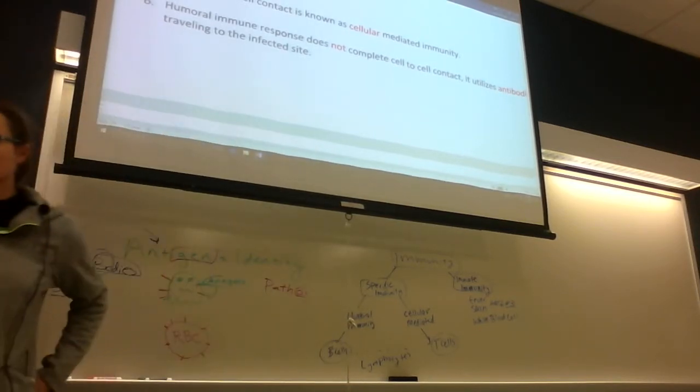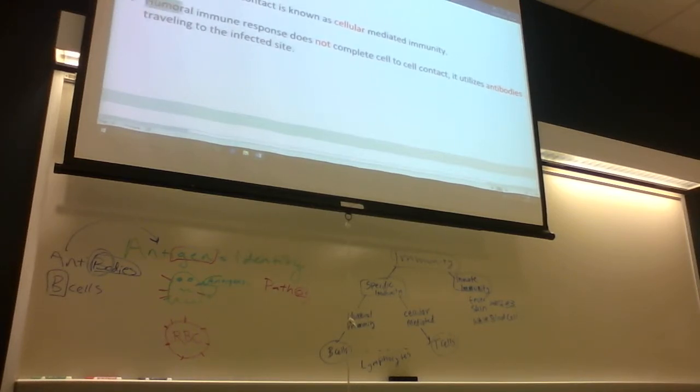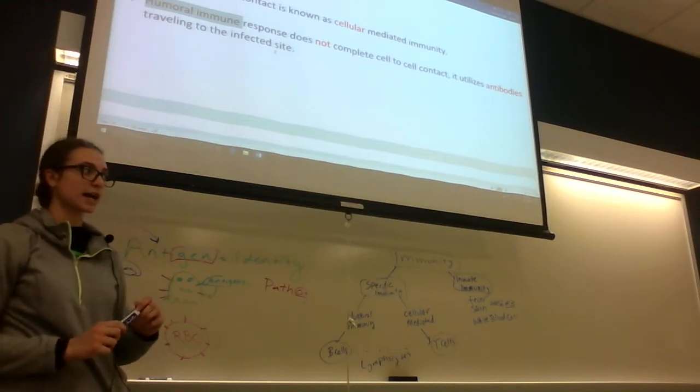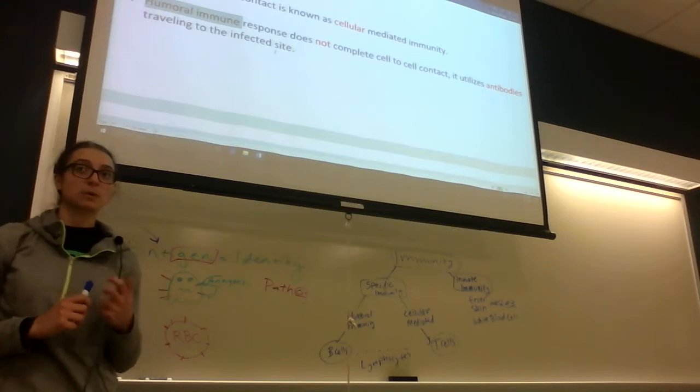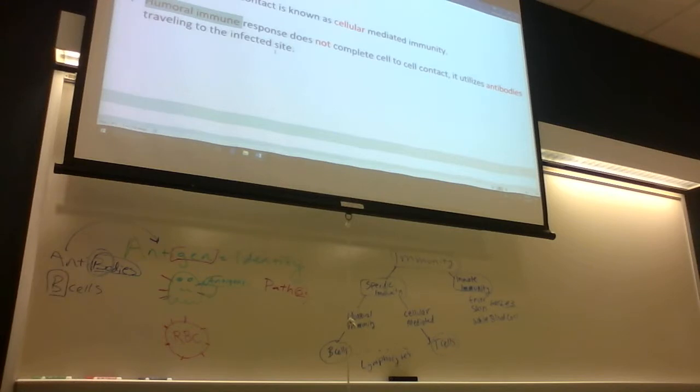Okay. Yeah, so your humoral immune response does not involve cell-to-cell contact. It utilizes antibodies. What does humoral mean? Humoral means like fluid, like blood. So your B cells utilize the blood to transport antibodies through. And the antibodies are what kill the pathogen. So that is that.